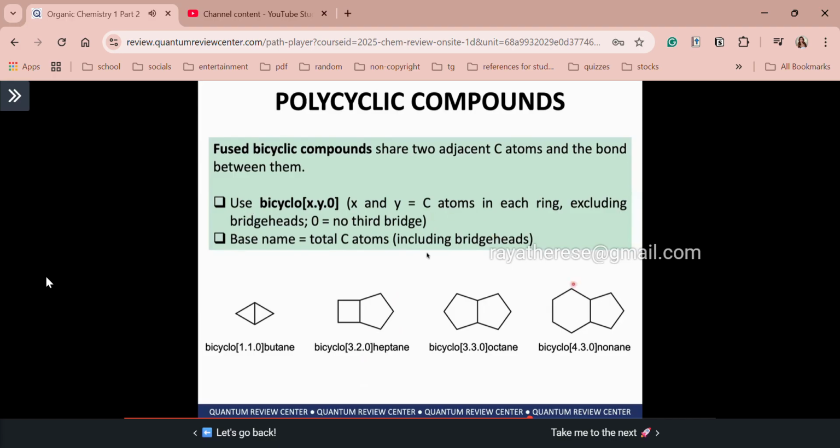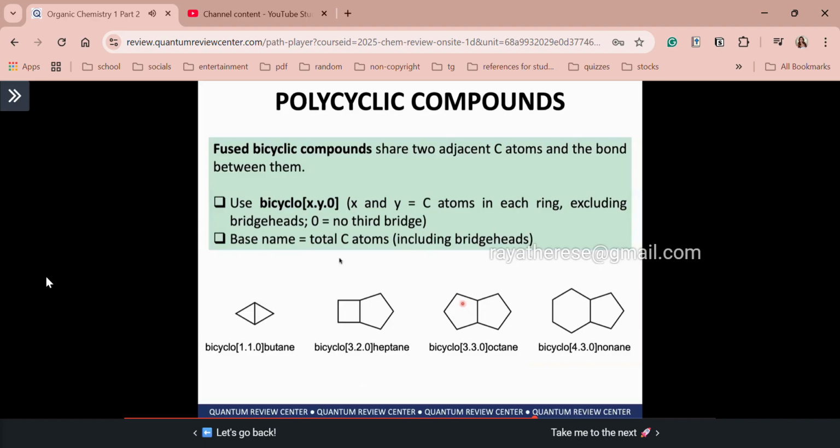Alright, last example. For the fourth example, please analyze it by yourselves. Class, for our third example, please count the number of carbon atoms for our base name. 1, 2, 3, 4, 5, 6, 7, 8. It's an octane. Based on the size of the rings, they are similar. When similar, it's much easier to determine the number of carbon atoms for our x and y.